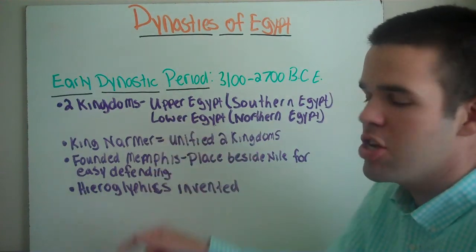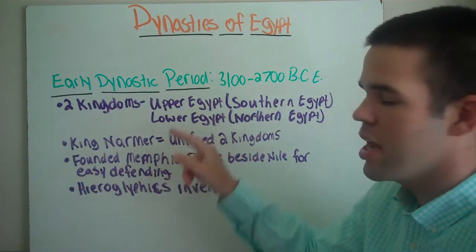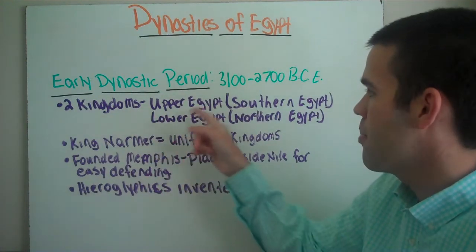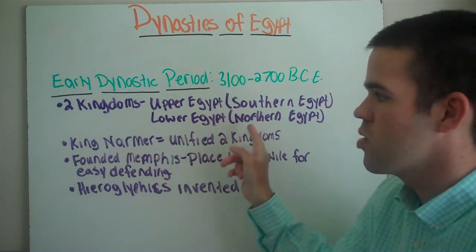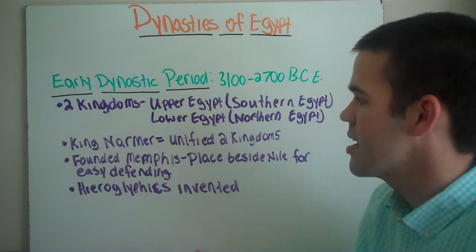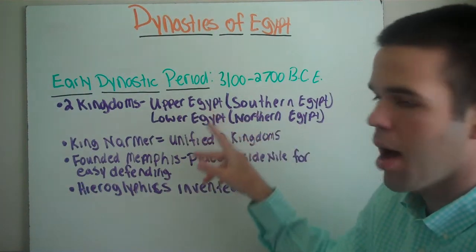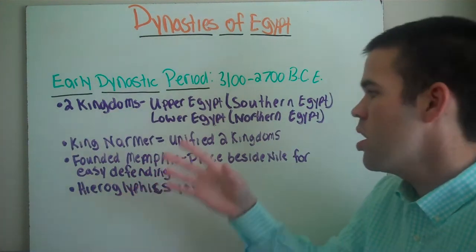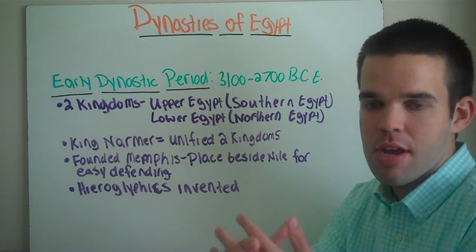In your eyes, Upper Egypt is up top, Lower Egypt is below. In ancient Egypt, they are flip-flopped. Upper is in the south, lower is in the north. Somebody had to see that this was a problem. There were 2 different types of government, 2 different types of cultures. Let's bring it all together into one.